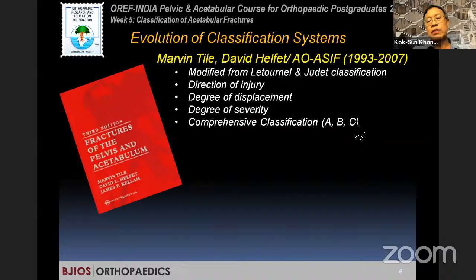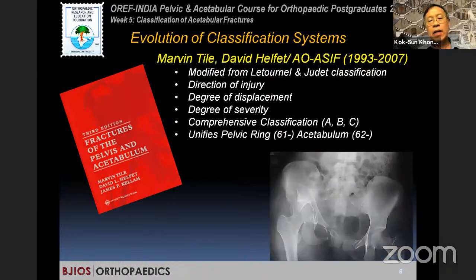So this followed the AO classification for most of the fractures of the skeleton. And it also unifies the pelvic ring, which is numbered 61, and acetabulum at 62. So you can actually combine this in the pelvic ring fracture and the acetabulum by describing 2 different classifications. And now it's adopted by CCOT and OTA.